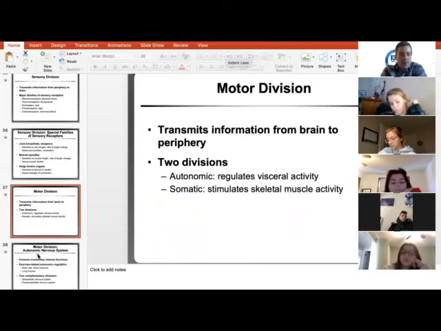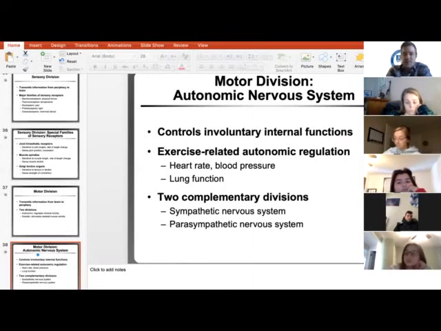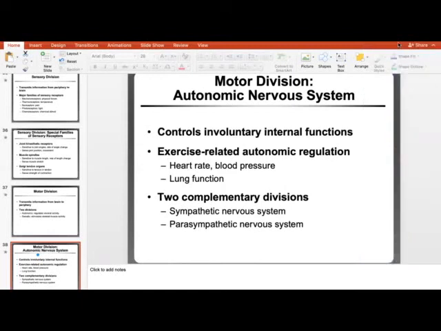All right, and you also have this autonomic nervous system. The autonomic nervous system is where you have not voluntary muscle activity, but the activity of your lungs and your heart and things that seem to go automatically. And you have two divisions of your autonomic nervous system, your sympathetic and parasympathetic nervous system.